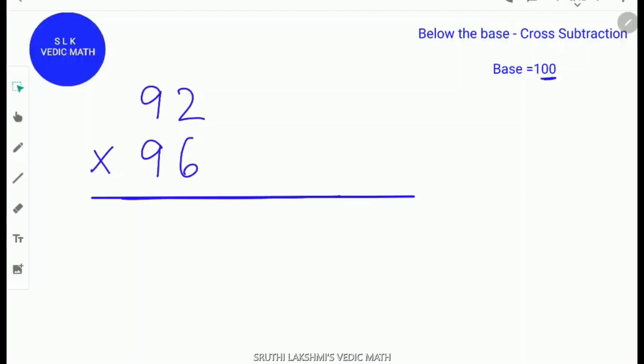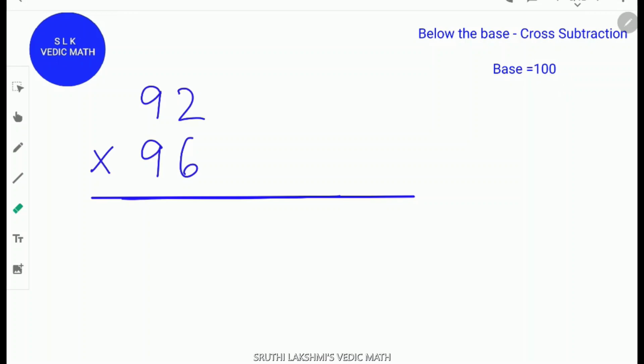Technique number 2. Nikhilam multiplication below the base. Let's try another example. 92 times 96. First, find a base for 92 and 96, which is 100.